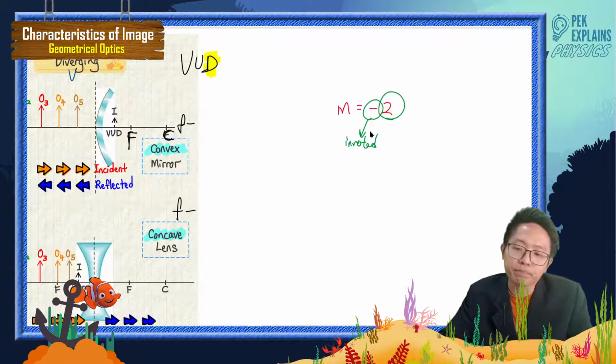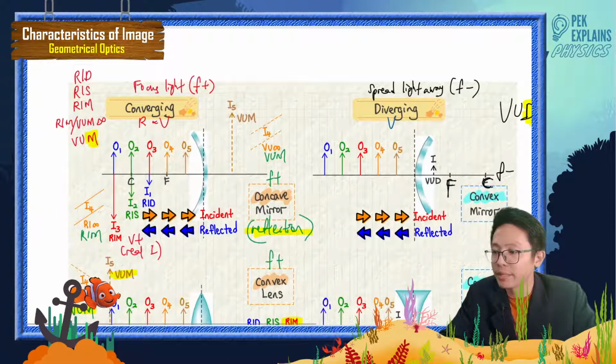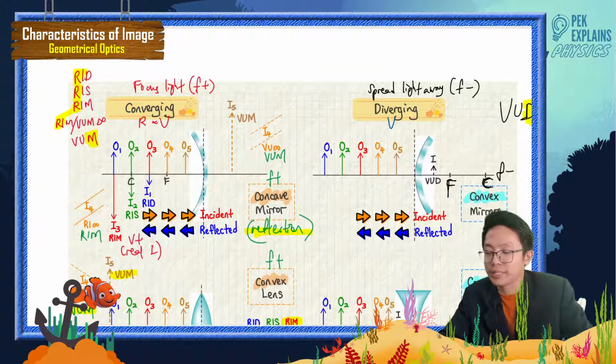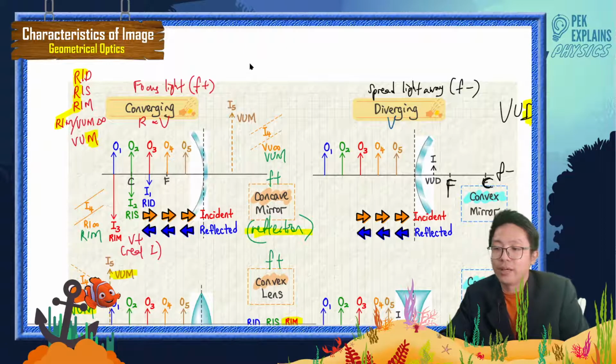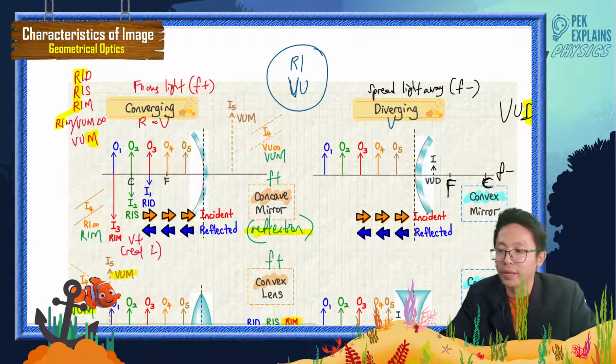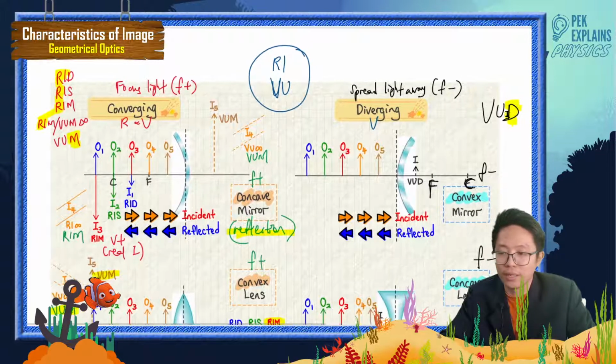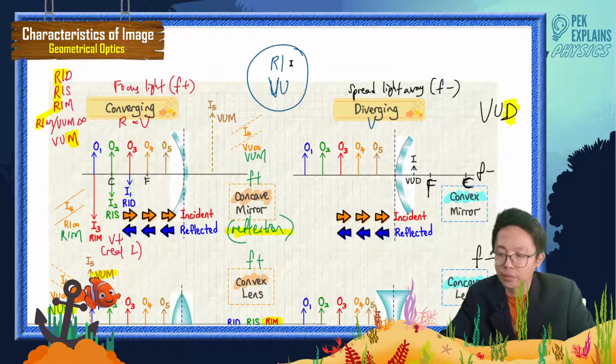If it is inverted, you see or not? Real is always inverted, and virtual is always upright. That's why I said in the beginning of the lesson I talk about revu. Real image is always inverted. Then virtual is always upright. Real is always inverted, virtual is always upright.